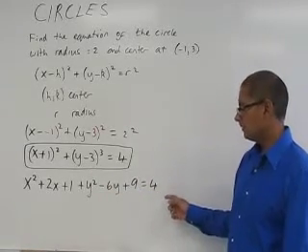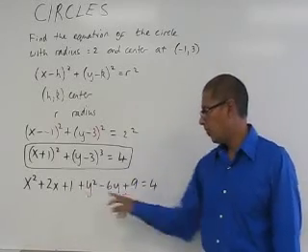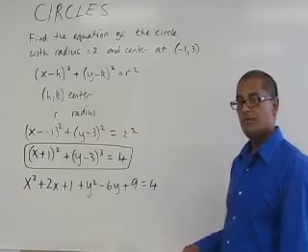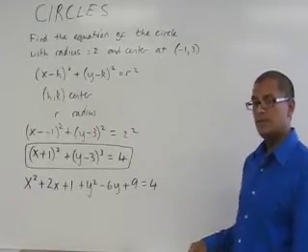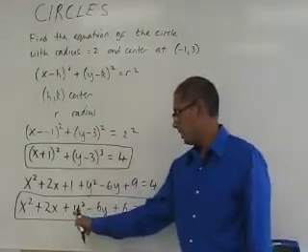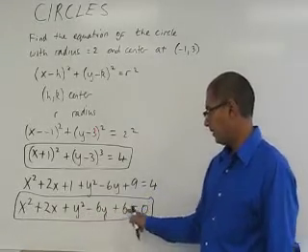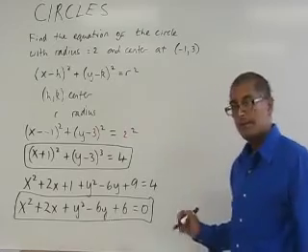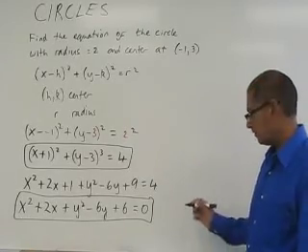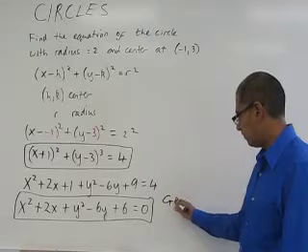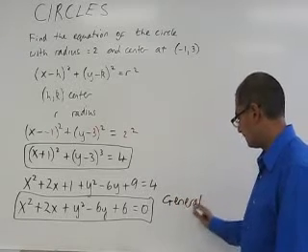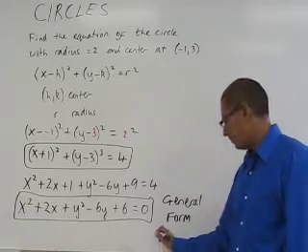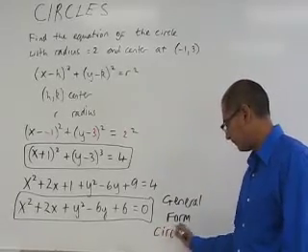Now we can't combine like terms, they're constants here. We can have 1 plus 9, that's going to give me 10, and we're going to subtract 4 from both sides. So what we end up with is x squared plus 2x plus y squared minus 6y plus 6 equals 0. Remember, the 6 came from 1 plus 9 minus 4. So we have 0 on the right side. This is called the general form for the equation of a circle.